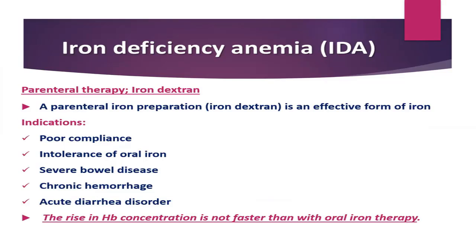Parenteral iron therapy in the form of iron dextran is an effective form of iron indicated for children with poor compliance, intolerance of oral iron, or those who have severe bowel disease, chronic hemorrhage, or acute diarrheal disorder. However, the rise in hemoglobin concentration is not faster than with oral iron therapy. Please keep this fact in mind.